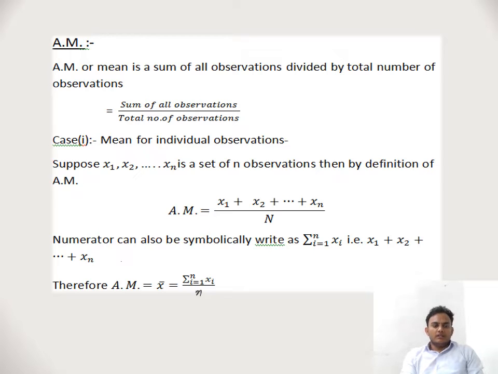Let us see what is arithmetic mean. Arithmetic mean is defined as the sum of all observations divided by total observations, and it is represented by x bar. Let's see, x bar is equal to sum of xi upon n. N is the total number of observations.